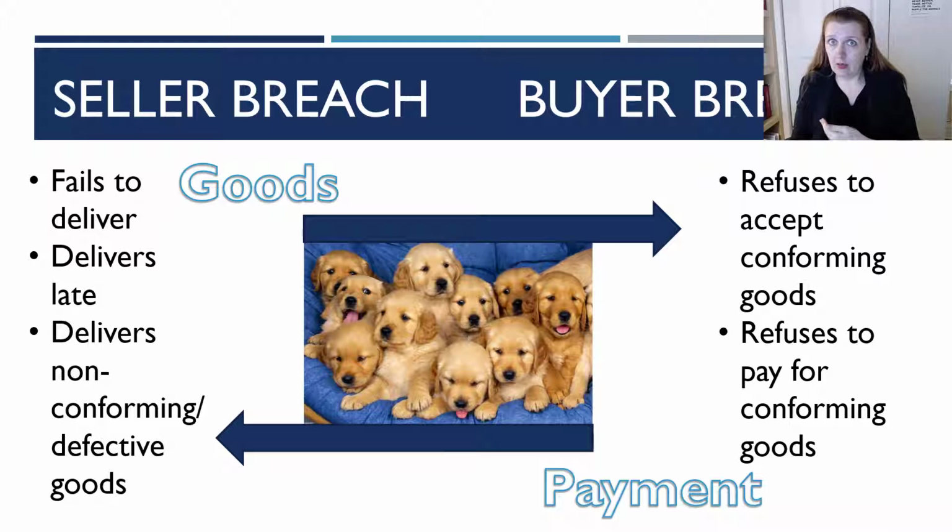Now, how does the buyer breach their sales contract? The buyer can refuse to accept the goods even though they conform. So even though buyers have the right to reject non-conforming goods, if the goods are conforming, the buyer is supposed to, under the contract, accept them. And the buyer refuses to pay for conforming goods. And the buyer can either do that after the fact, so the buyer has the goods but refuses to pay, or the buyer could repudiate the contract. The buyer could let the seller know before the seller even delivers the goods, oh, don't bother delivering them, I'm not going to pay for them.